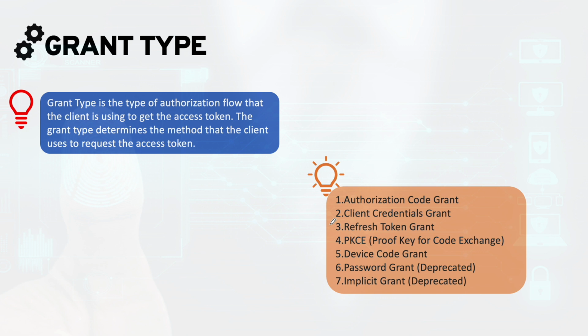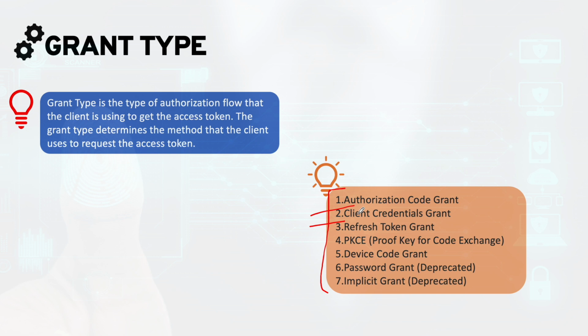Then let's see grant type. We have different authorization flows which are possible, and these are listed here. These are the various grant types: authorization code grant, client credential grant. We'll see these in detail. In the next video I'll probably share how exactly these work, but this is what a grant type is.